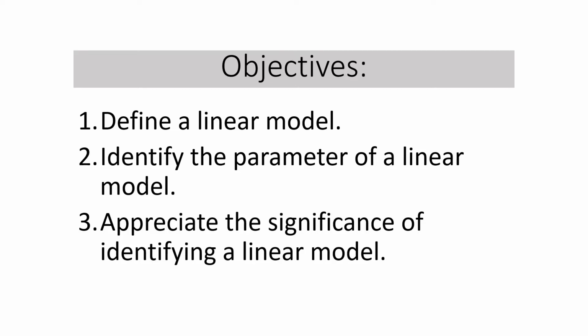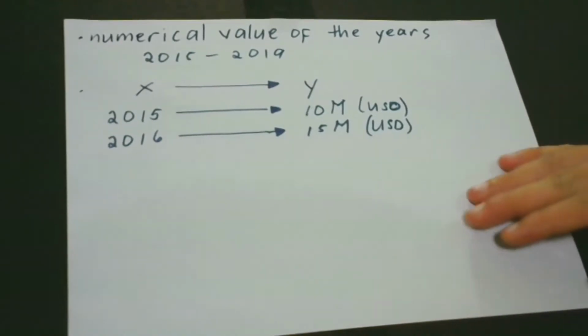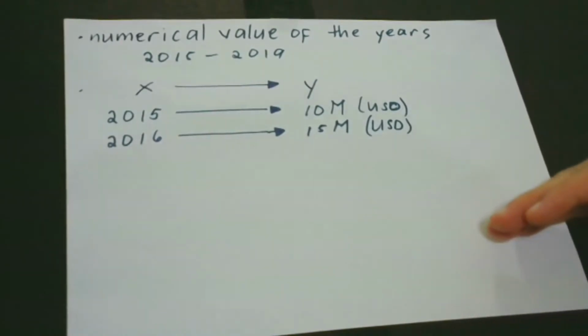At the end of the lesson, you are expected to define a linear model, identify the parameter of a linear model, and appreciate the significance of identifying a linear model. Let's start our understanding by noting that a linear model is a function that maps input attributes to target value.